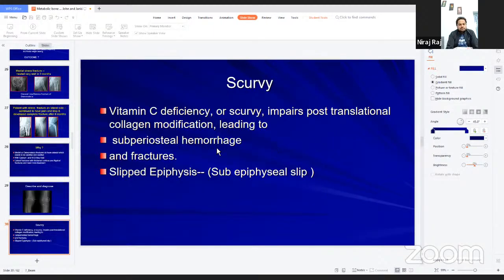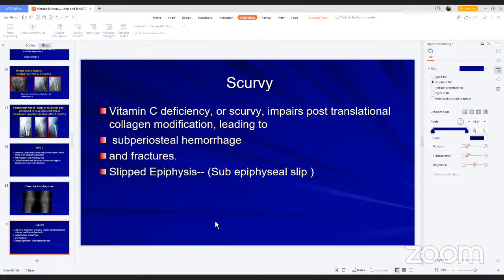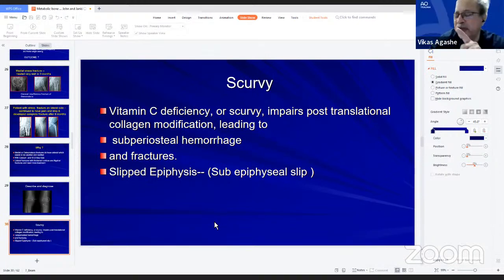Right. It also has subperiosteal hemorrhages, fractures, and one very, very important thing is the slipped epiphysis of scurvy is a sub-epiphyseal slip, because the layers of epiphysis remain intact and then it is just beyond that. And therefore, generally, after a physeal injury in scurvy, you do not fix it or reduce it. They remodel very well. Okay, this is an important thing.